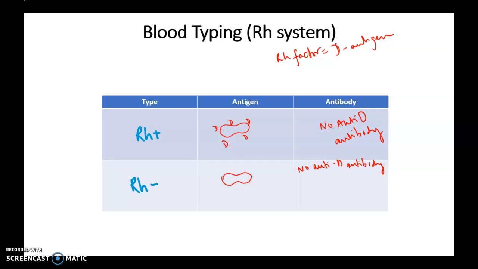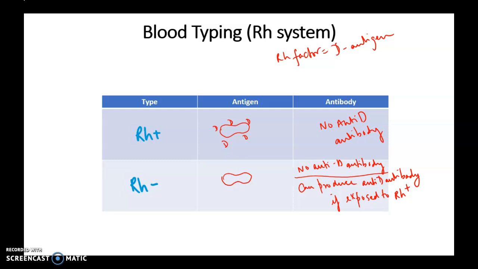However, an Rh negative person can produce anti-D antibody on prior exposure to the positive blood. So this is a usual case. However, this person can produce anti-D antibody if exposed to Rh positive blood.